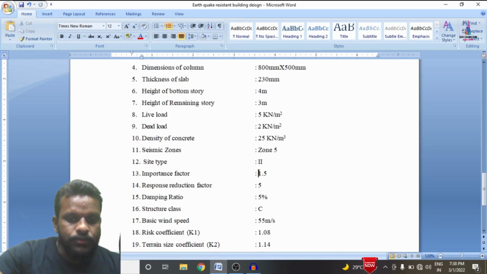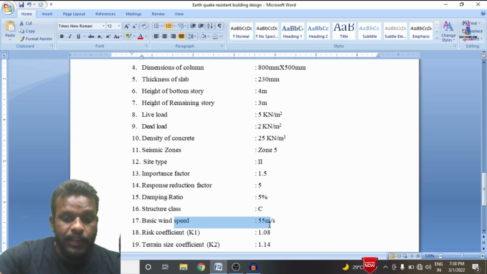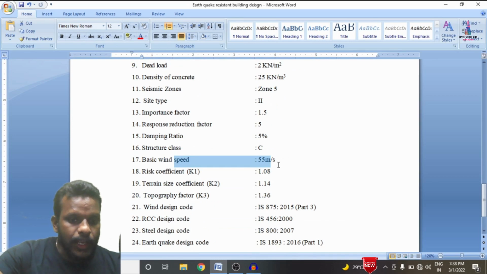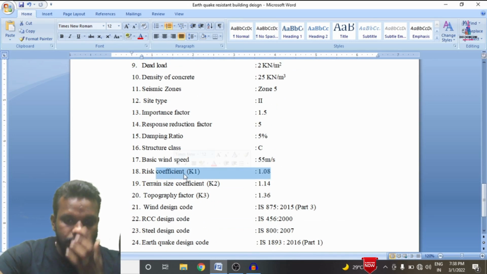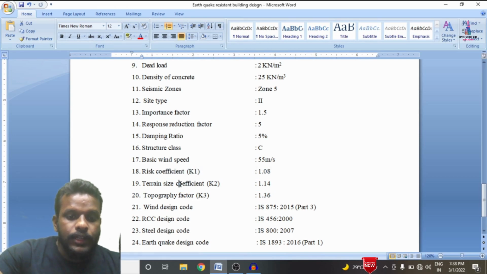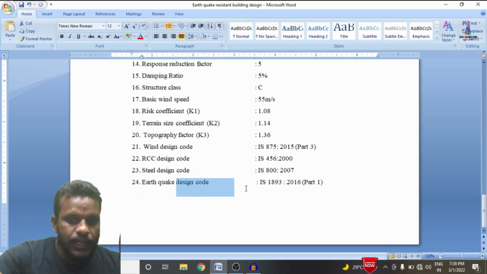Importance factor is 1.5, response reduction factor is 5, damping ratio is 5%, class of the structure is C, and basic wind speed I will consider as 55 meters per second. Risk coefficient factor K1 is 1.08, topography coefficient is 1.36, and terrain coefficient is 1.14. Wind design code is as per IS 875 part 3, RCC design code is IS 456 2000, steel design code is as per IS 800, and earthquake design code is IS 1893 2016 part 1.